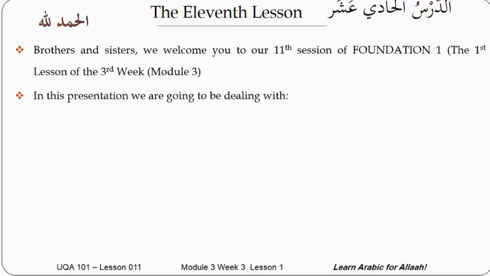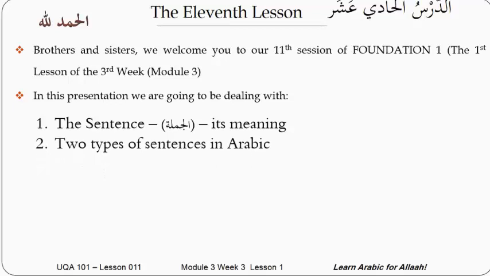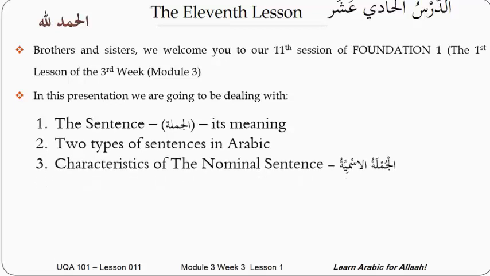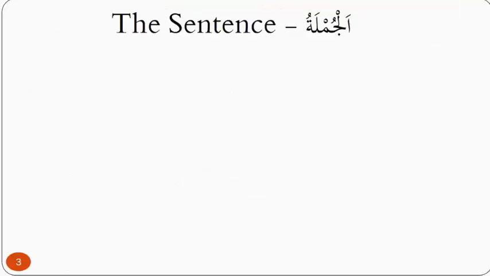In this presentation, we're going to be dealing with the concept of al-jumla, the sentence. What does it mean? The two types of sentences in Arabic, characteristics of the nominal sentence, which is called al-jumlatul ismiyya, and the subject and the predicate, al-mubtada'u, and the predicate, al-khabaru.